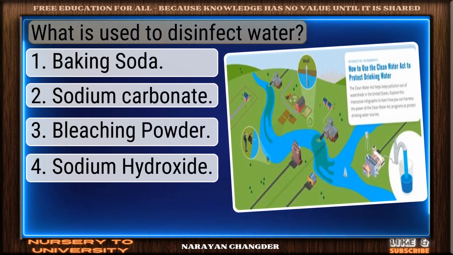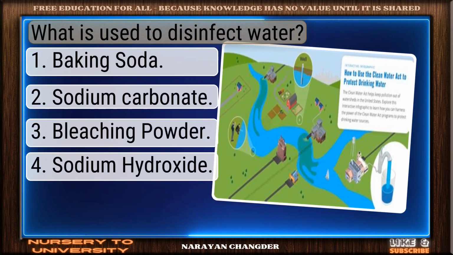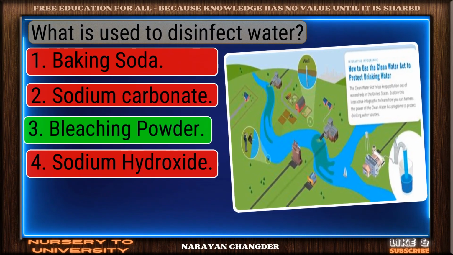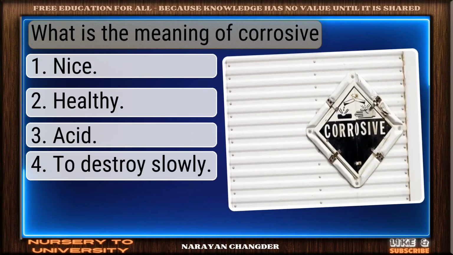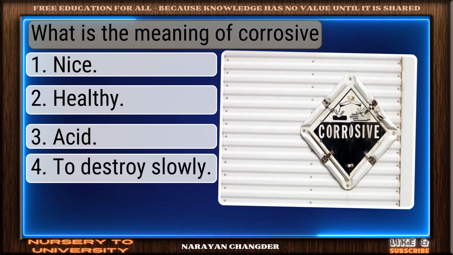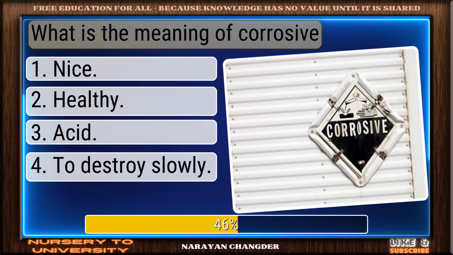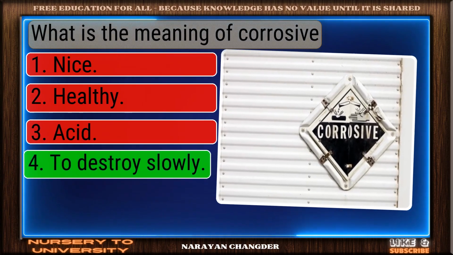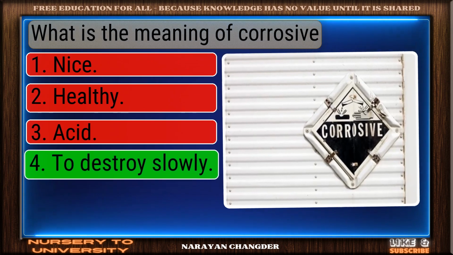Question number 127. What is used to disinfect water? Valid point. Bleaching powder is true. Question number 128. What is the meaning of corrosive? You got it. Your choice, to destroy slowly, is right.